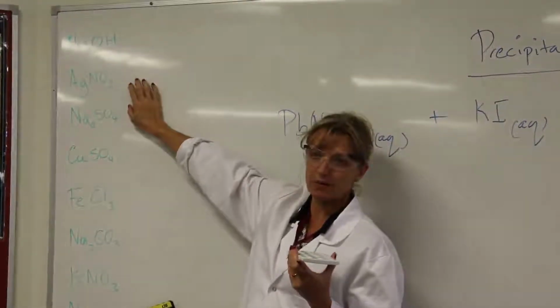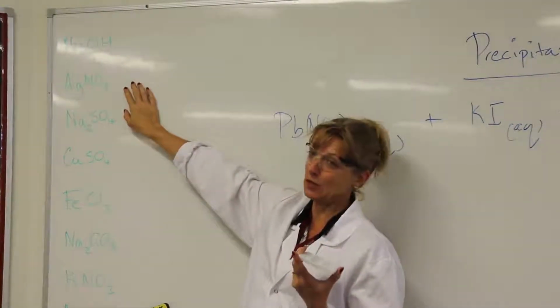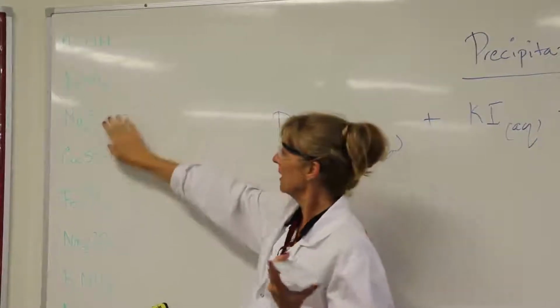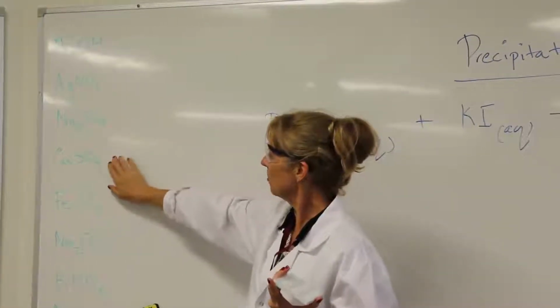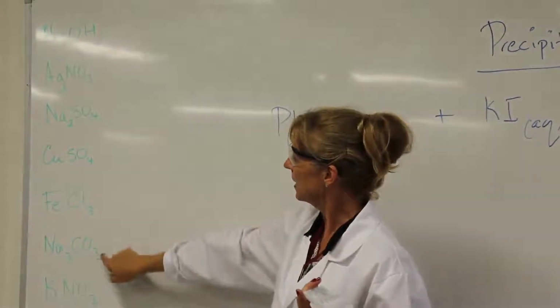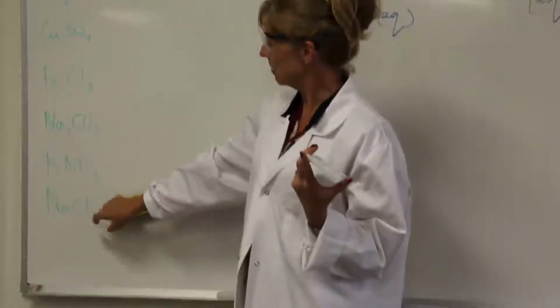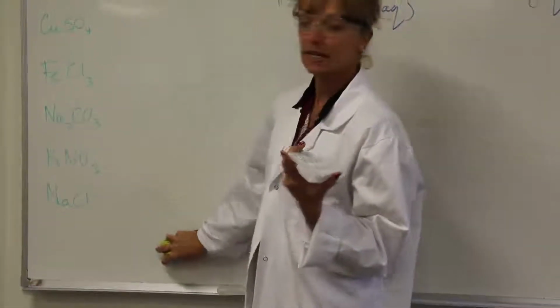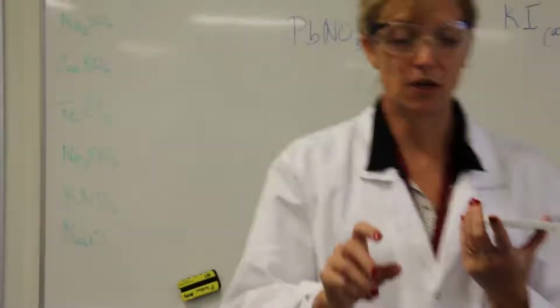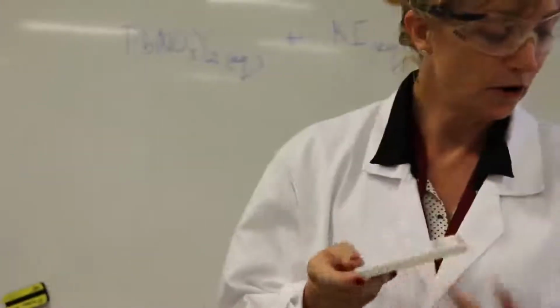Silver nitrate you have to be careful with because it stains your skin brown and it does not come off until it's worn off. Sodium sulfate, copper sulfate, iron chloride, ferric chloride, sodium carbonate, potassium nitrate and sodium chloride. So you've got these in little dropper bottles like this, and you're going to drop 3 drops of it and then you're going to follow the table.